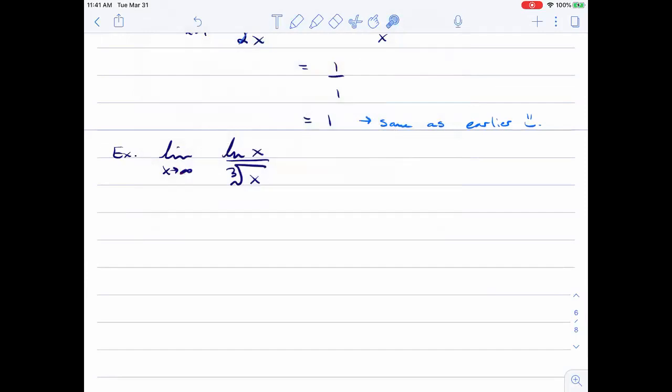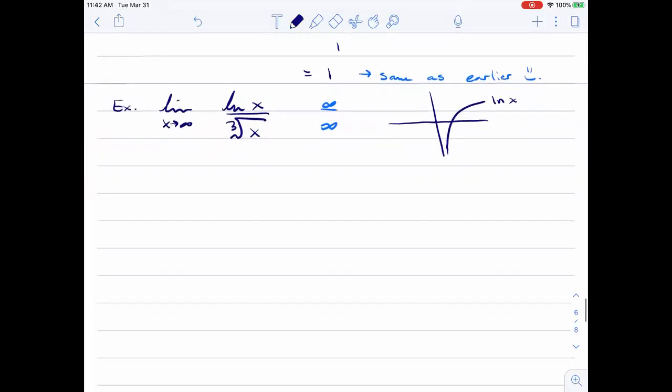As x goes to infinity, the natural log of x, remember, here's where remembering what the graphs all look like might be helpful. Natural log of x looks like this, so it's slowly going to infinity, and the third root is also going to infinity. So this looks like infinity over infinity, which means I can use L'Hopital's rule. So I'll just say, use L'Hopital's.